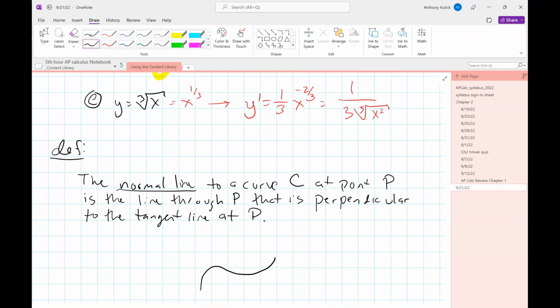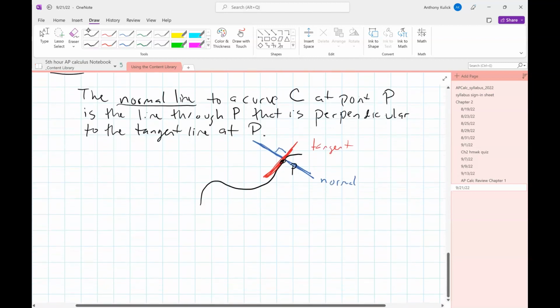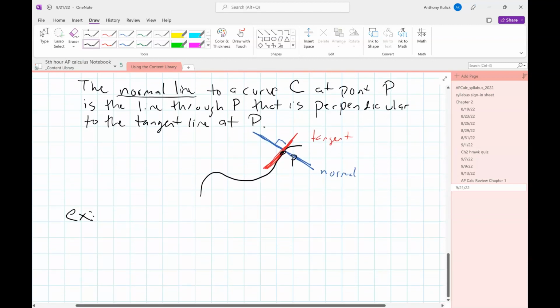So just to kind of visualize things, let's say that's our P. So that's like our tangent. So like this would be what our normal looks like. Everybody's cool? Visualizing what it is that the normal line is? Let's do a quick example of finding one and writing the equation.